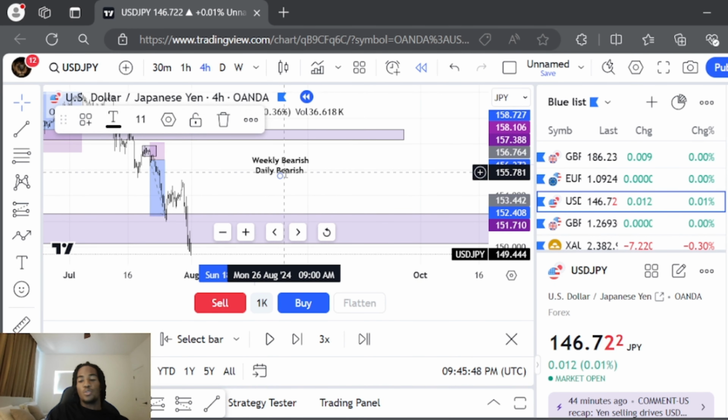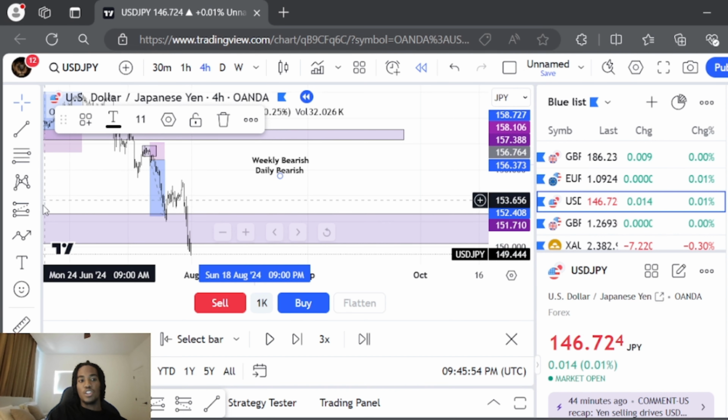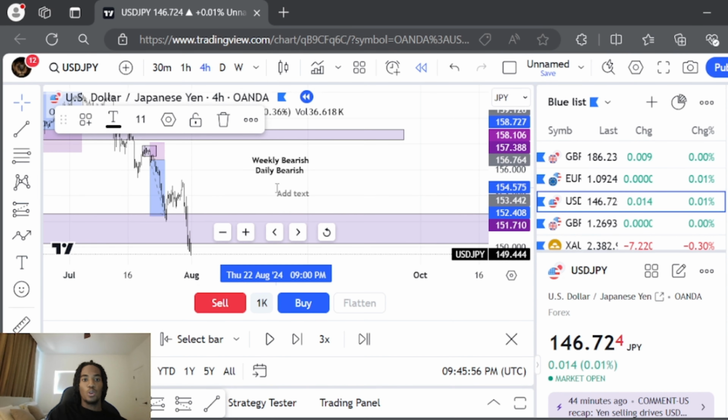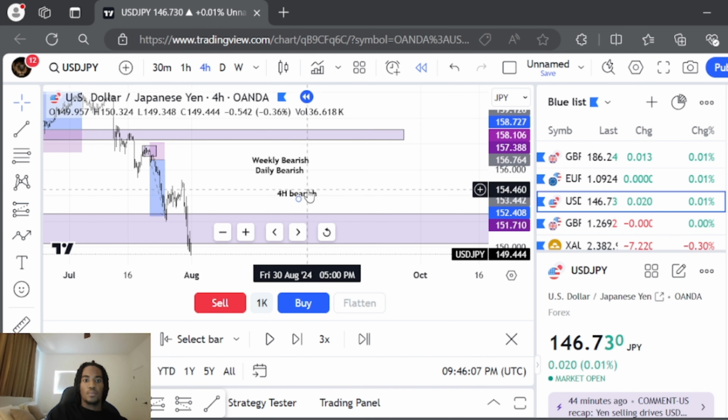So if price is bearish on the weekly, on the daily, and on the 4-hour time frame, you shouldn't be looking for any buy positions just because price reaches support. No, you have to follow market structure. You have to follow the trend of the market. If the trend of the market is telling you that, hey, I'm going down, you should go with the trend of the market.